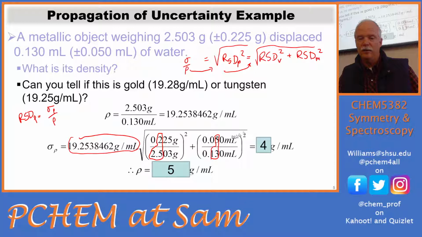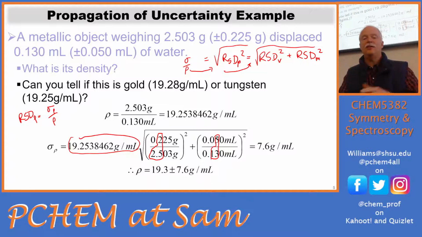Okay. And so then we go ahead and calculate this. We get 7.6 grams per mL. So that's my uncertainty; my standard deviation is 7.6. It's huge. If I keep those two digits of uncertainty, my answer is 19.3 plus or minus 7.6. So now we know we can't tell the difference between tungsten or gold. Yeah, that's right.